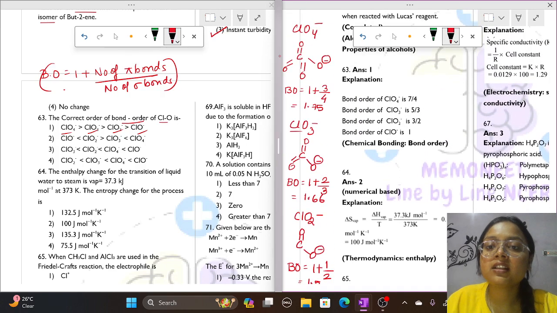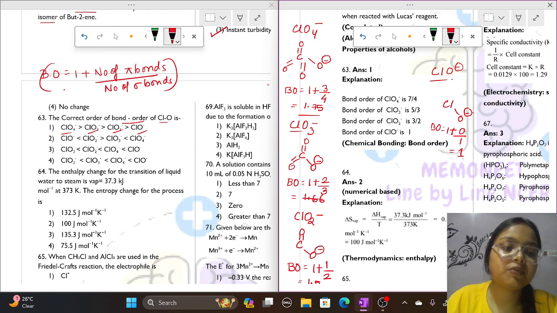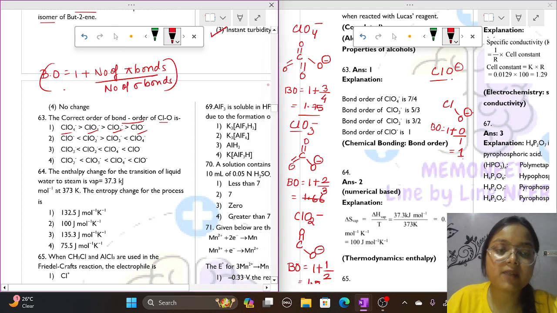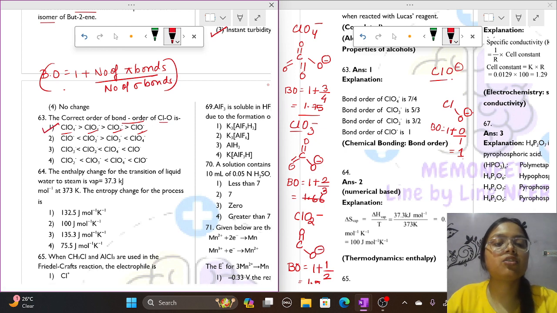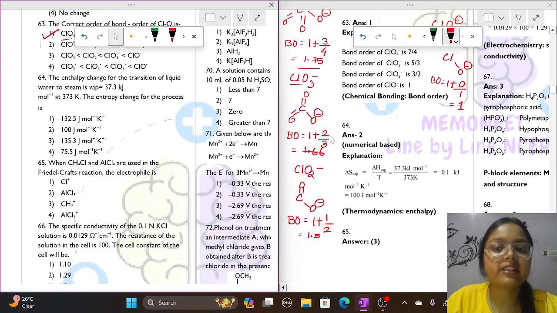Similarly for what is left, ClO minus. For ClO minus, this type of structure, and its bond order is 1 plus, pi bonds are 0 and sigma bond is 1, that means 1. So from this we can find out all the bond orders, and the order will be ClO4 minus the highest, then ClO3 minus, then ClO2 minus, and then ClO minus. So option number 1 will be the correct option. Let's move on to the next question.